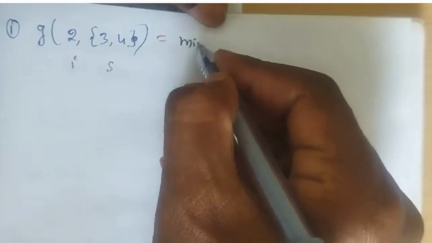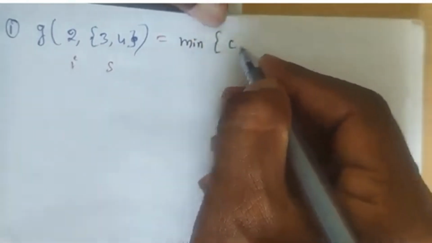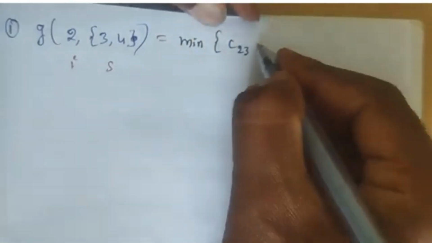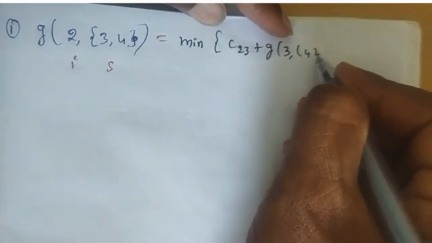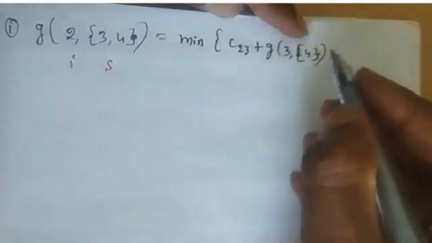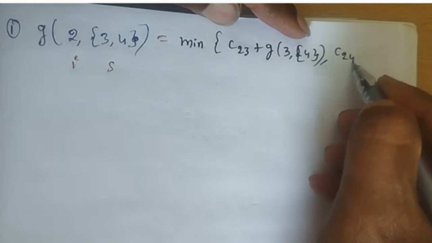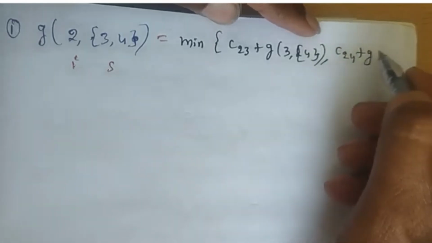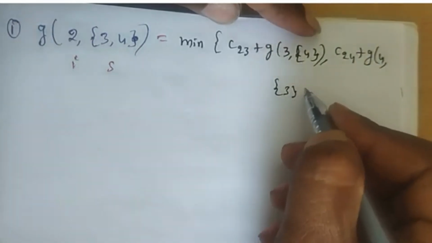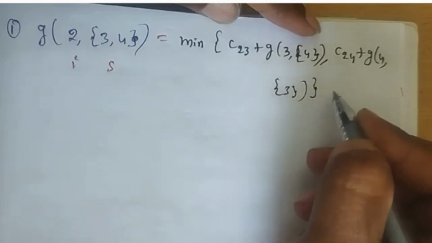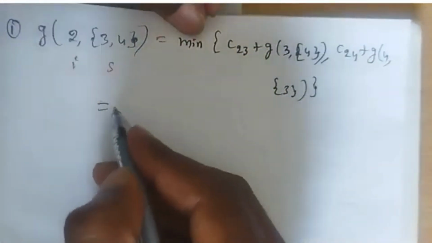Same equation you have to repeat. Okay, what is the same equation? If you write the same equation, we will get minimum of C23 plus G of 3 of 4, comma C of 24 plus G of 4 of 3. Okay, this is the thing. Now we have to do it.